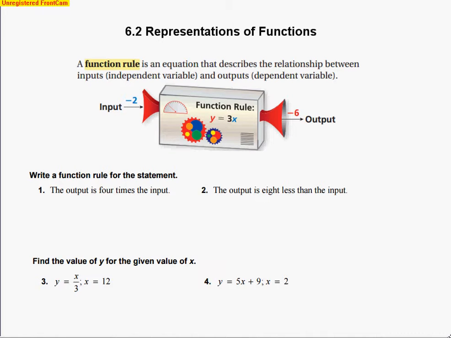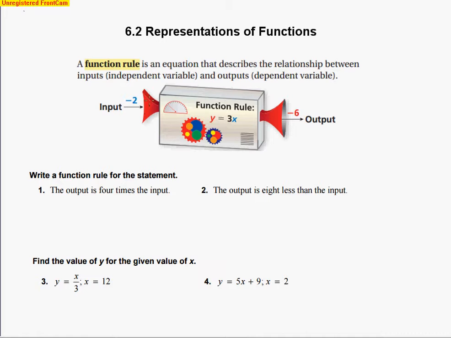This is the lesson for Chapter 6, Section 2, titled Representations of Functions. And so we're going to take another look at a function rule here. Remember I had talked about before, a function is when each input has exactly one output. And here a function rule is an equation that describes a relationship between inputs and outputs.